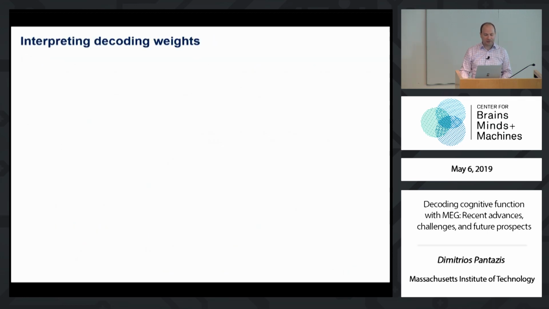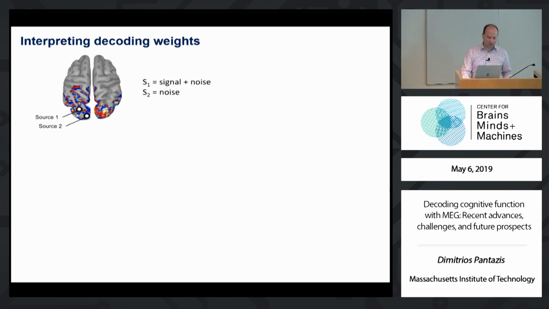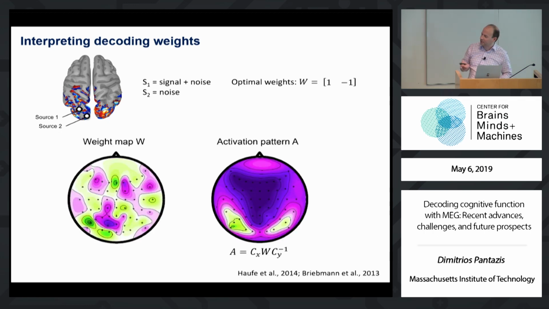Also, it's tricky to interpret decoding weights. It's common practice to see these weight maps and then say, okay, these different sensors have different weights, and thus we can understand which sensors are involved in decoding and contain information. To some extent this is true, but all the sensors together are contributing to this, and it doesn't mean that individual sensors in isolation are really contributing to decoding accuracy.